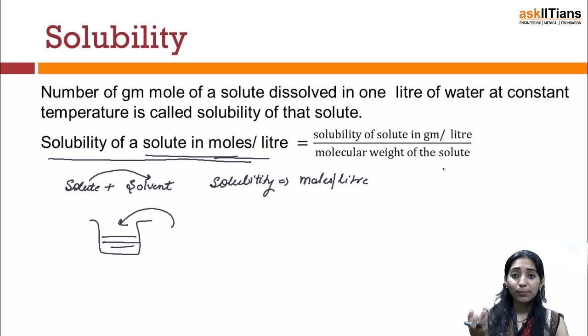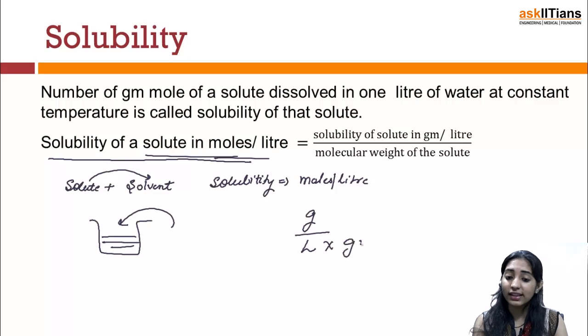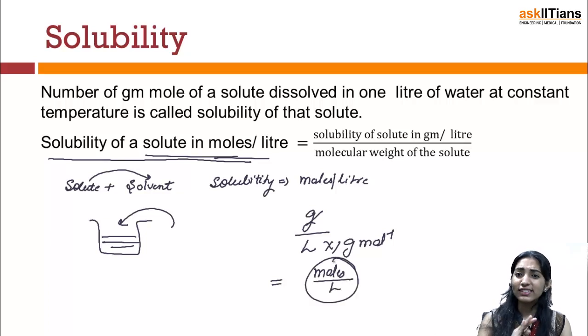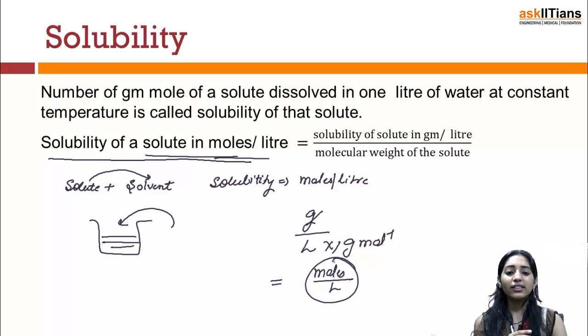So if you have the solubility of the solute in grams per liter and you divide that by the molecular weight, which is in grams per mole, what you finally get is the solubility in moles per liter. This is just another way in which we can define the solubility, either in terms of grams per liter or in terms of moles per liter.